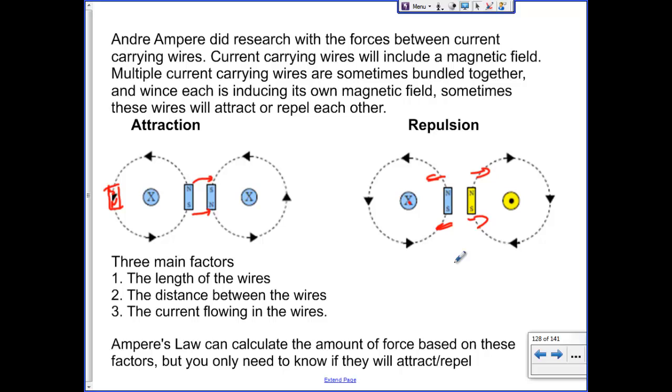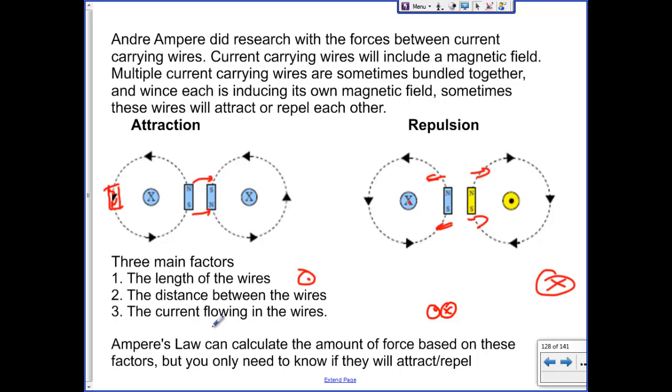So, Ampere discovered there were three main factors that influenced how much attraction or repulsion there was. One was the length of the wires. That hopefully makes sense. The distance between the wires. If there's one wire right here and another wire way over here, it's probably not as big a deal as if there's one wire right here and another wire right directly next to it. You know what I mean? And the last one is how much current is flowing through the wires.